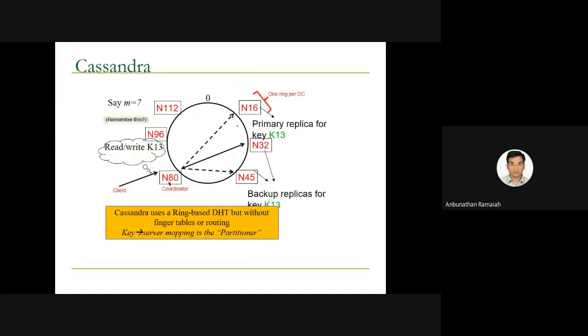So here you have the ring actually. Cassandra uses a ring-based DHT but without finger tables or routing. Here you see we have different nodes. From this to this, we have one replica. This to this, another replica. This to this, another replica. Like that. Replicas are stored in different nodes, and range is used here. Read, write, K3.